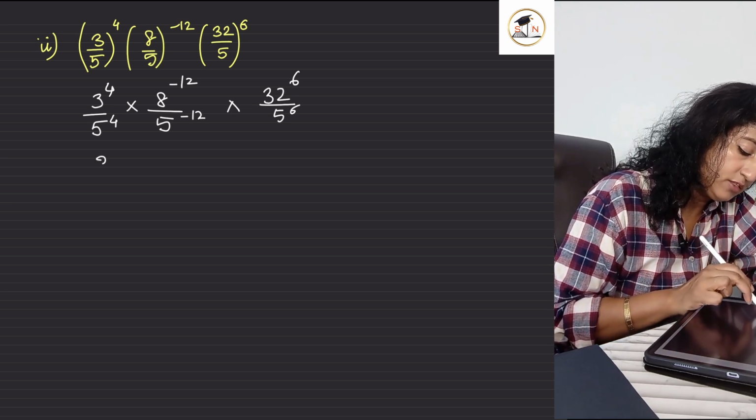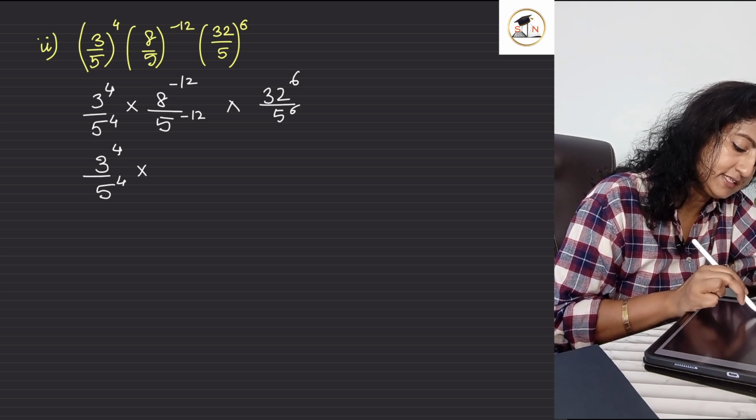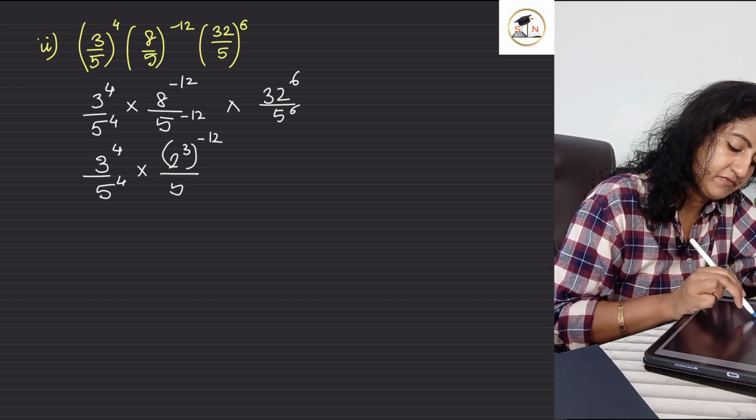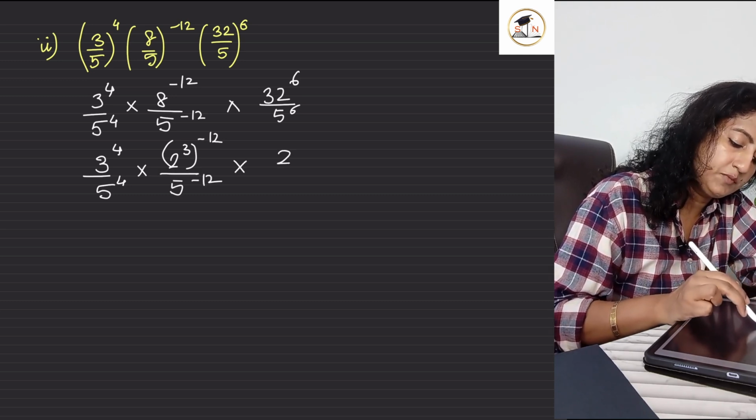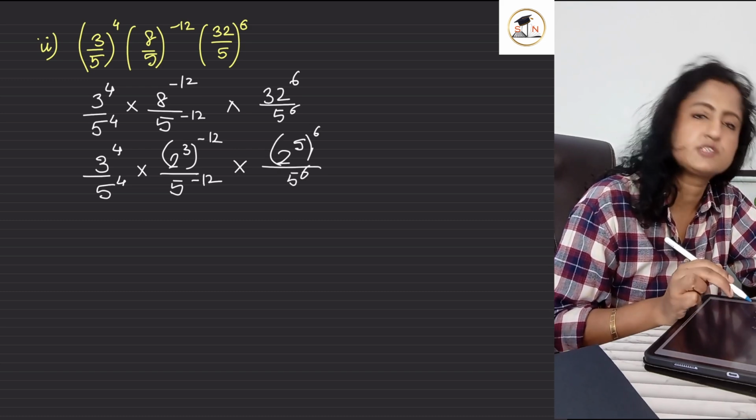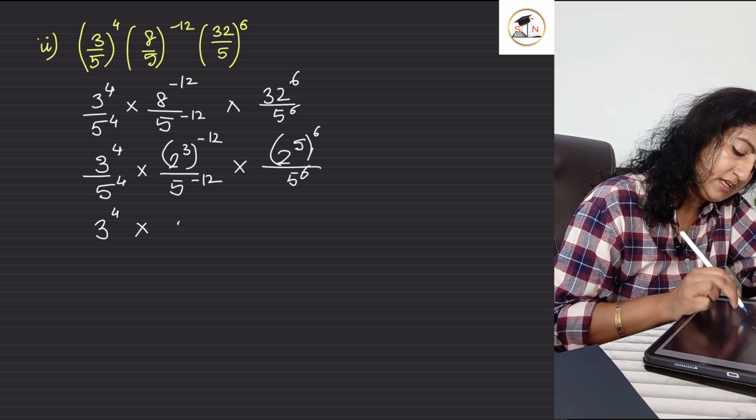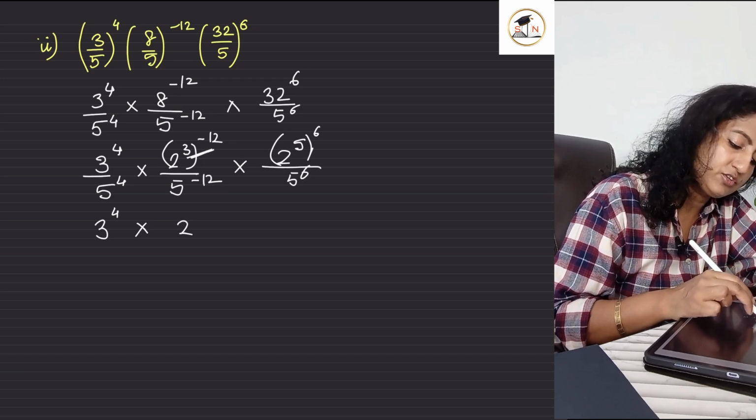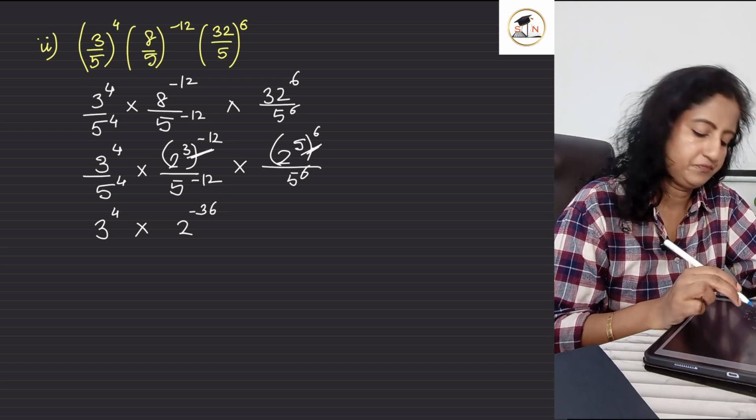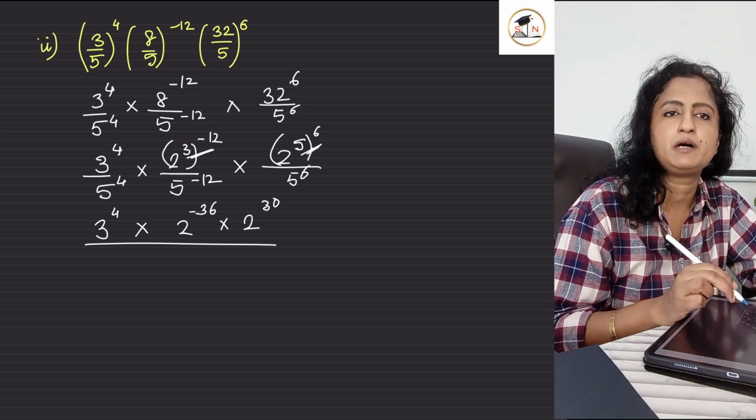So now we are just going to break those composite numbers in easy prime number before we do anything else. 8 means 2 cube. The outside minus 12 remains as it is. 32 means 2 to the power 5. And we have 6 outside. This is what we get, right? Now, 3 to the power 4 remains as it is. What I'm going to do, I'm going to multiply 3 and minus 12. That gives me minus 36. 5 and 6 gives us 30.